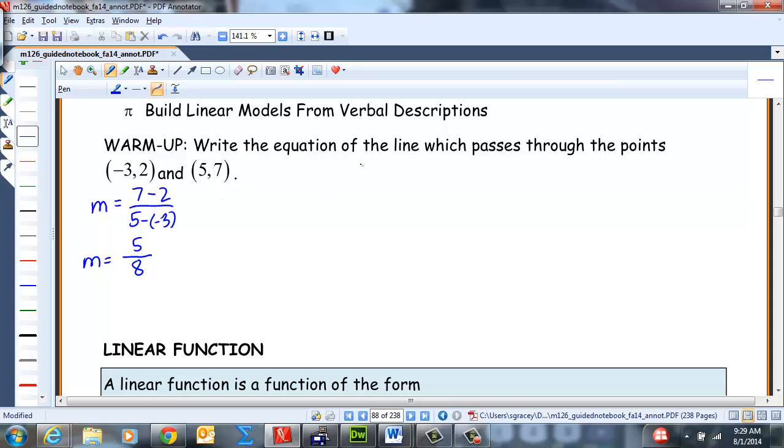So now using y minus y1 is the slope times x minus x1, I'm just going to use (-3, 2). You can use either point. So we'll have y minus 2 is our slope, which was 5/8, times x minus -3.